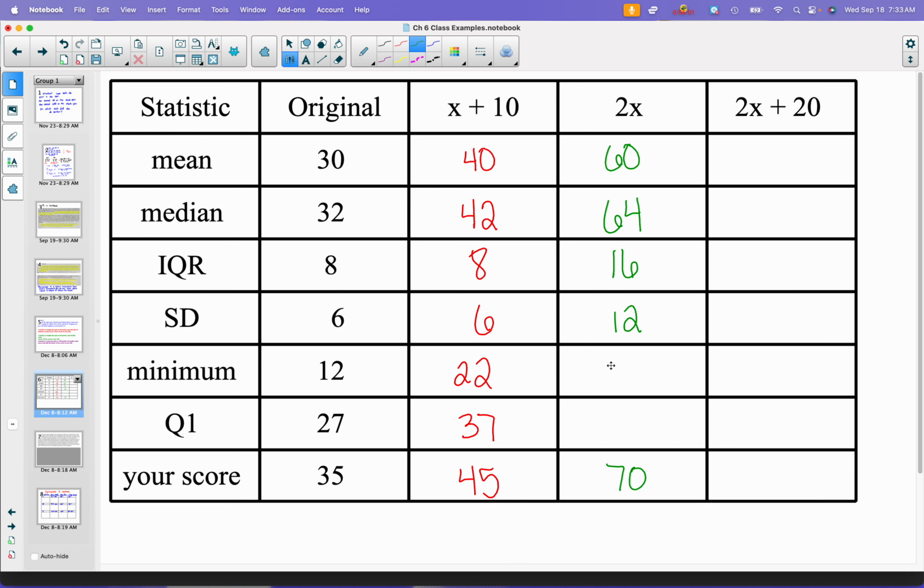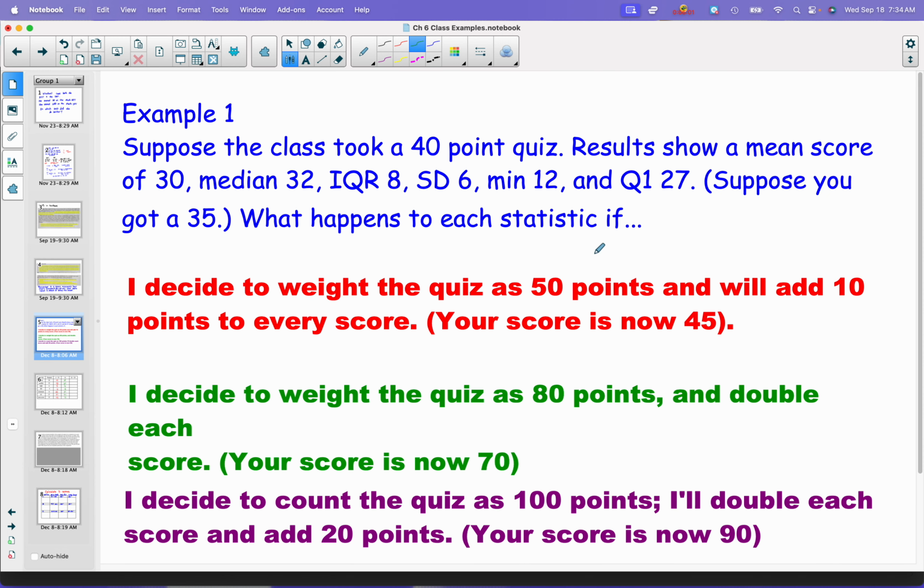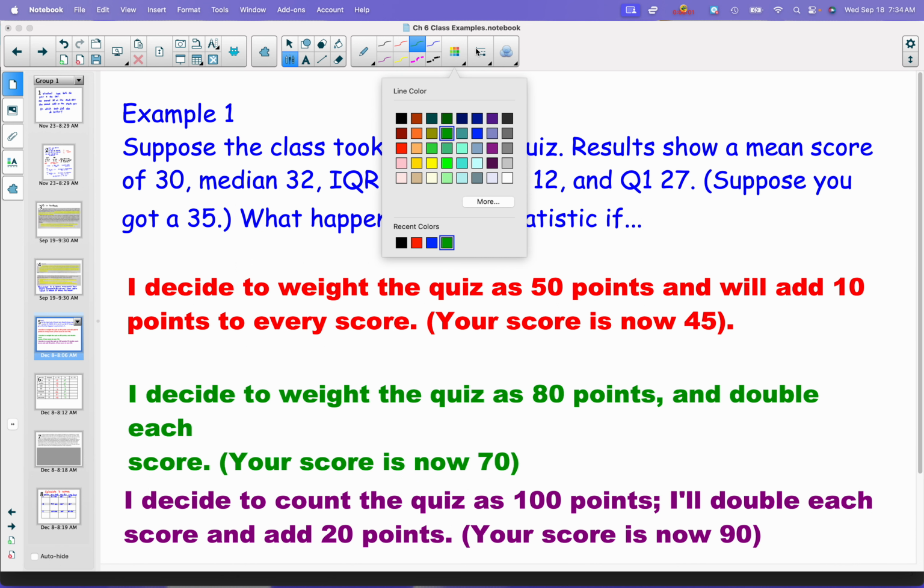I double the minimum, and I double Q1. Everything doubled, okay? So that's if you multiply by a constant. It affects all the data values, or all the summary statistics. So now, let's see if I can find a purple.